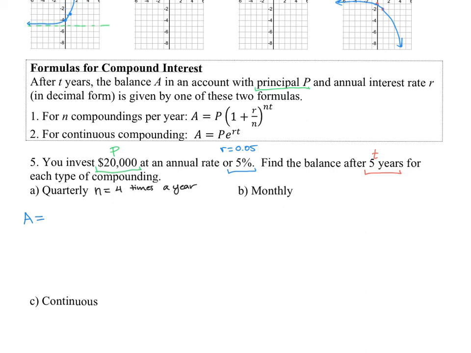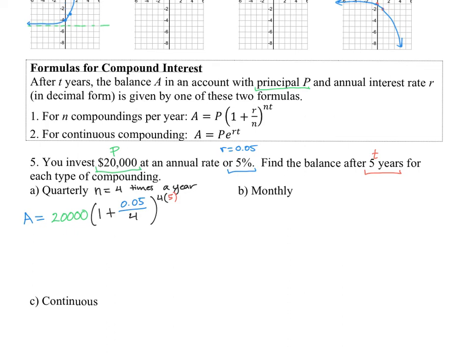Okay, it says A equals P. I'm using the first formula because it's n compoundings per year. What is P? P is 20,000. 1 plus, what's R? R is my rate as a decimal, 0.05 over n compoundings a year, so 4, raised to the n times t. What's t? 5 years. Okay, so I basically have 20,000 times 1 plus 0.05 over 4 raised to the 20th power.